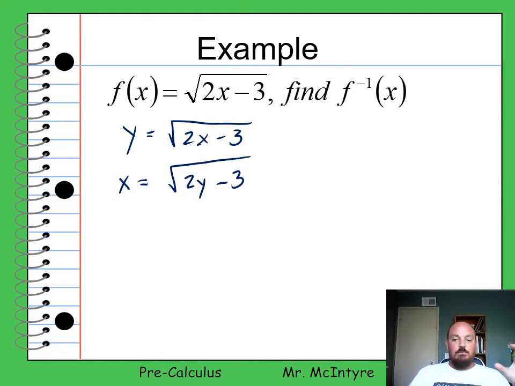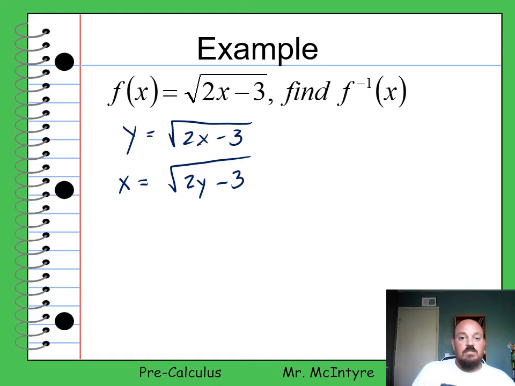So at that step right there, just by doing that step, you have actually created an inverse. By switching x and y, the equation now works backwards. But the answer to the question needs to be y equals. So all I need to do is take that new equation and solve it for y.